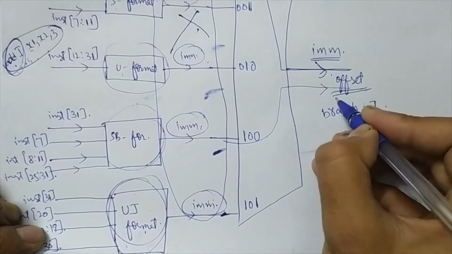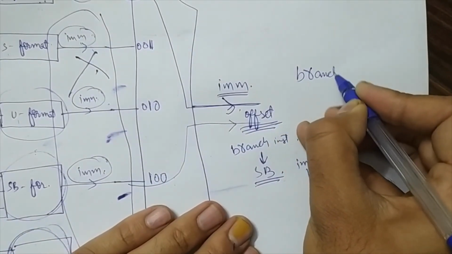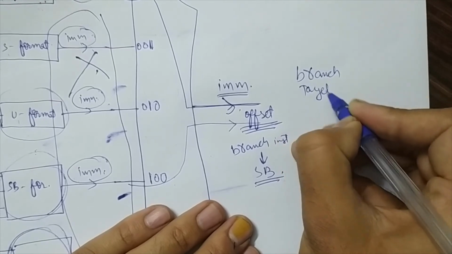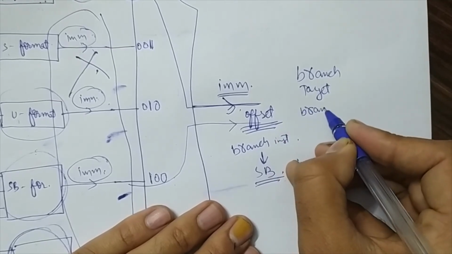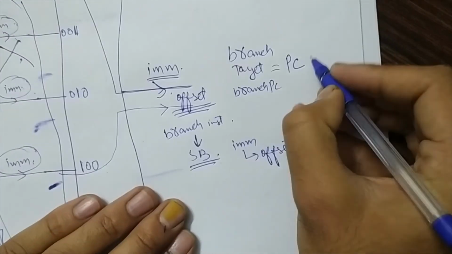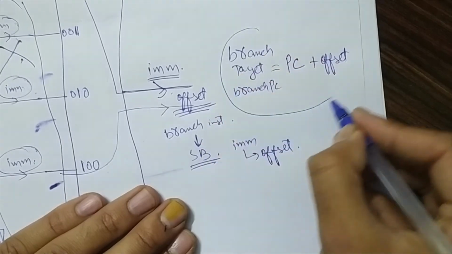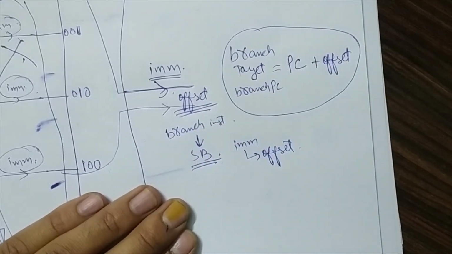And after finding the offset, we will calculate the branch target, branch target or branch PC. And that branch PC will be equal to program counter plus offset. This will be our branch target or branch offset.